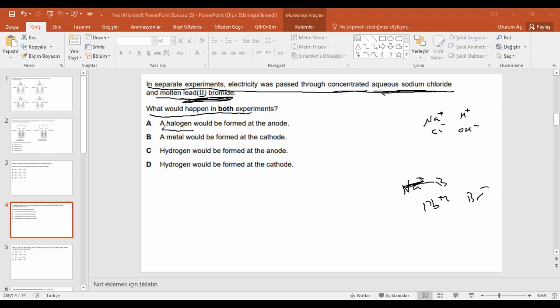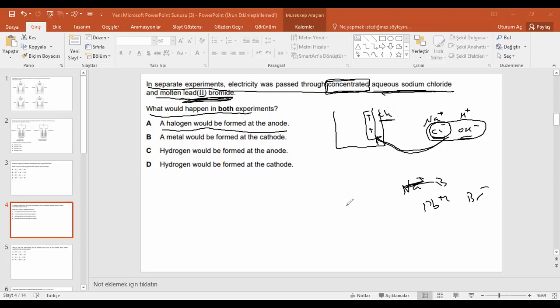A halogen would be formed at the anode. So let's see. Look, guys, in the first experiment, two ions will be attracted to the anode, Cl- and OH-, but one of them will be oxidized. They say that the solution is concentrated. When the solution is concentrated, then the Cl- ions are the ones that are oxidized. So in this scenario, Cl2 will be produced here.